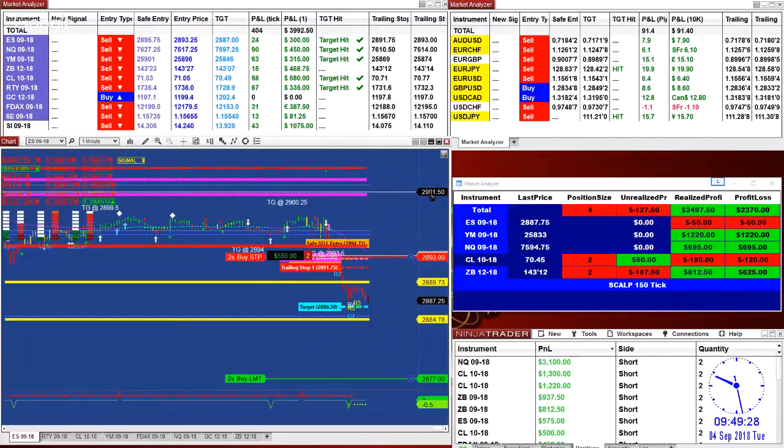You don't have to do anything. You don't have to draw any lines. You don't have to click on the highs and the lows or anything like that. The system is already configured everything for you.